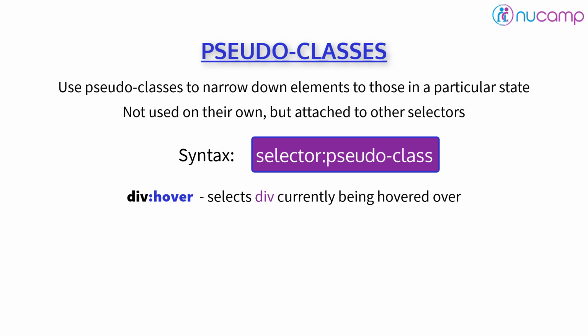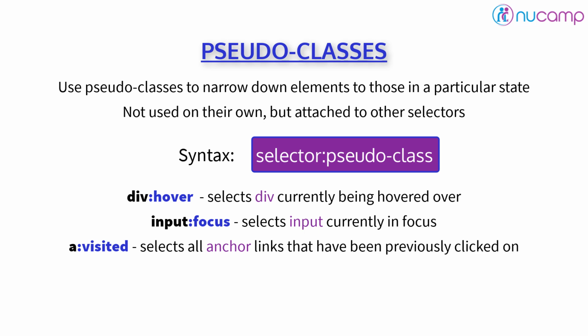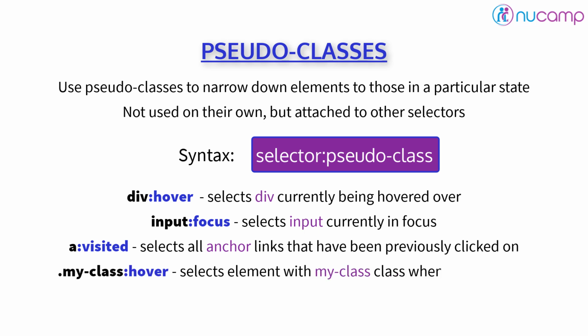A couple of other useful pseudoclass examples are focus and visited. They could be used like this. input:focus would select whichever input element currently has focus. a:visited would select for only the anchor links that have been previously clicked on. Pseudoclasses can be used on any kind of selector, not only element selectors. For example, .my-class:hover would only select for elements with the class of my-class that are being hovered over.